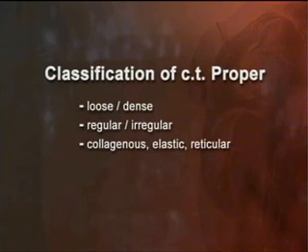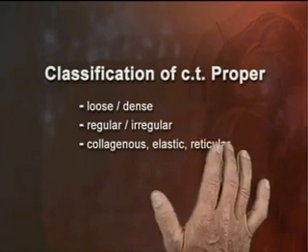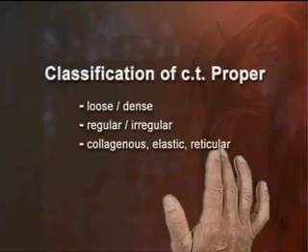Okay, let's take a look at a graphic and make sure that we've got all those words down in case you couldn't read my writing here on the overhead. Again, loose and dense refer to how tightly packed the fibers are. Regular and irregular refer to whether the fibers are parallel or not, and the other words refer to the predominant fiber type, the predominant protein making up the fibers that are present. So that's a thumbnail sketch of connective tissue proper.